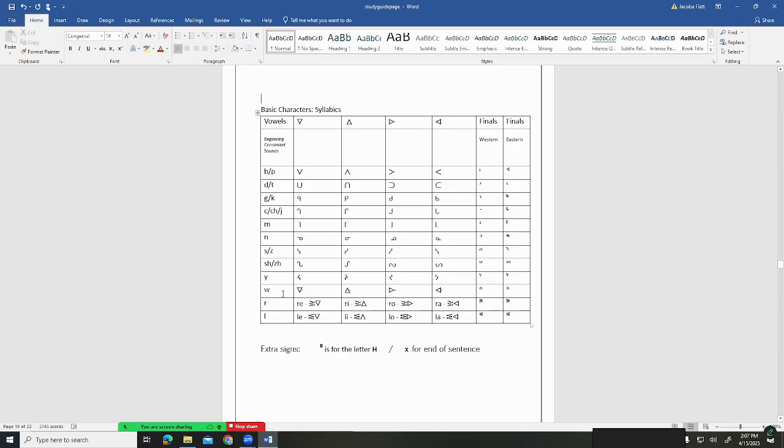And the W sound, We, Wi, Wo, Wa. And the R sound, Re, Ri, Ro, Ra. And the L sound, Le, Li, Lo, La. And these are the finals on the right side of the chart. Two different styles, Western and Eastern. There are 12 finals.